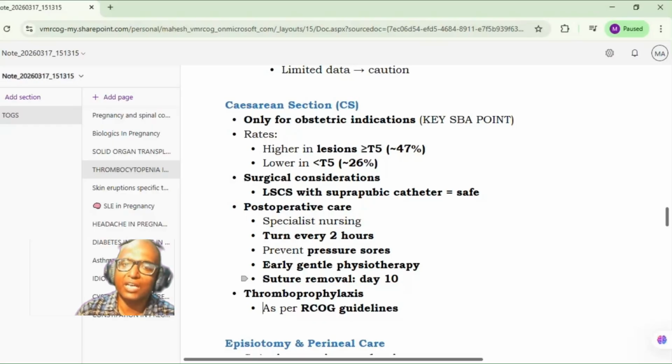Surgical consideration, LSCS with suprapubic. Sometimes these patients have a suprapubic catheter also. So along with that you can perform the cesarean section. Okay, it is safe. Post-operative care, specialist nursing, turn patients every 2 hours, prevent pressure sores, early gentle physiotherapy is required. Suture removal can generally be performed during the daytime, and these patients will require thromboprophylaxis.